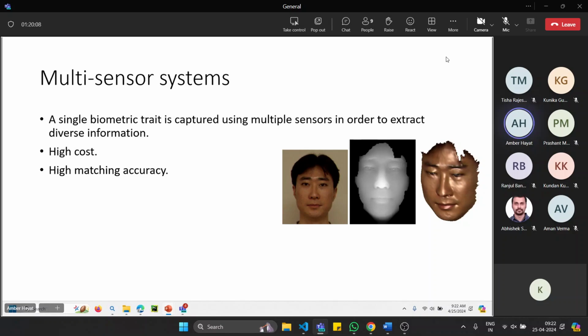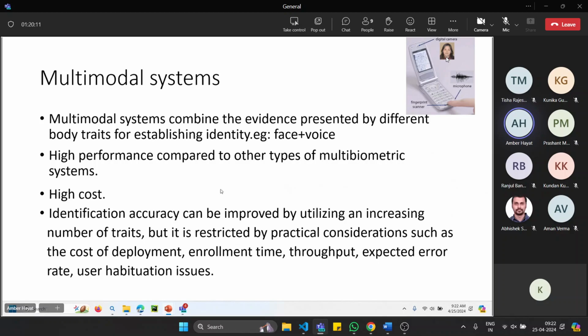Next one is the multi-modal systems, which are more common and highly used. Multi-modal systems combine everything, having multiple traits, for example face and voice, two traits. They have high performance compared to all other multi-biometric systems because you are using different traits, so the chance of matching increases. Also, the cost will be higher because you are using different types of traits, which require different sensors as well. And accuracy can be improved by increasing the number of traits.